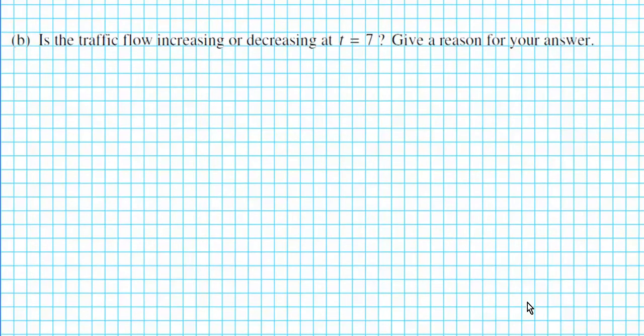All right, let's take a look at the B part. It says, is the traffic flow increasing or decreasing at t equals 7? Give a reason for your answer. So traffic flow, what exactly are we looking at here? You have to be able to accurately substitute the right function for what's asked in the question so that you don't find a solution to some other problem. Traffic flow is basically f of t by definition. So the question is asking, is f of t increasing or decreasing at t equals 7?